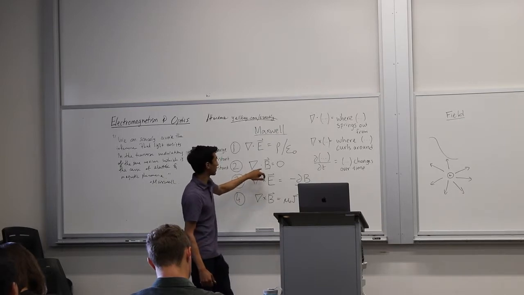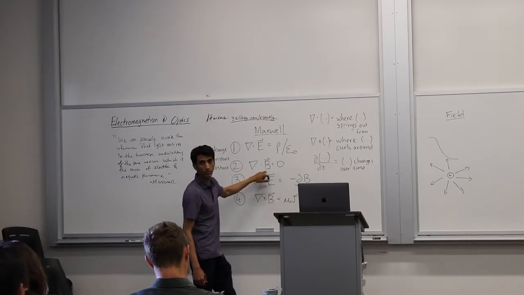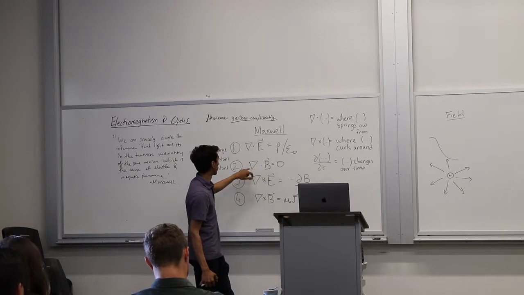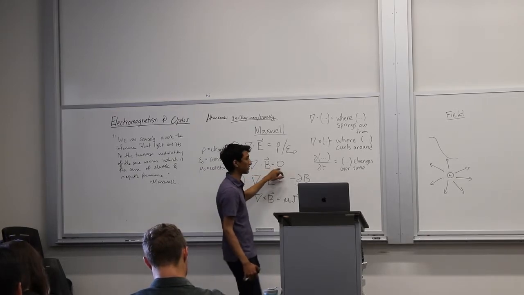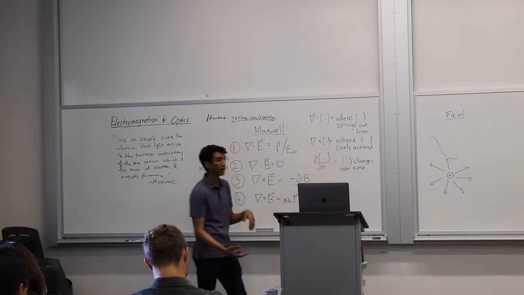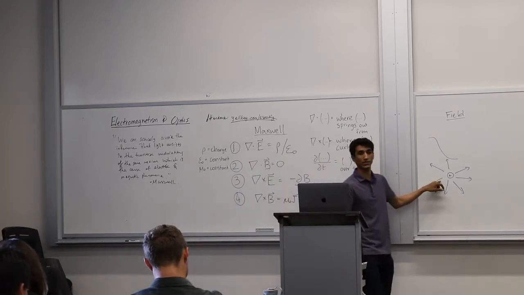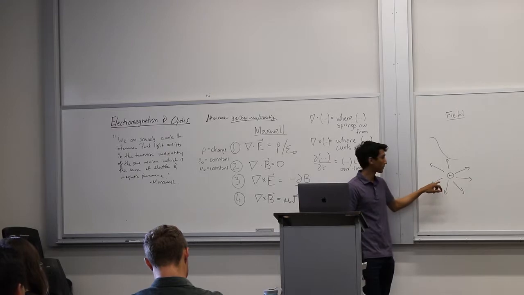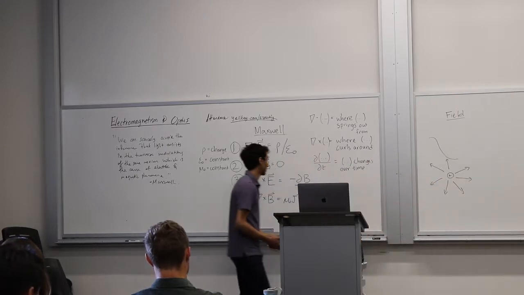The other thing is the magnetic field. B refers to the magnetic field. Where the magnetic field springs out is 0. So basically the magnetic field never springs out of somewhere. You're never going to see a magnetic field that looks like this. That's the important second point.